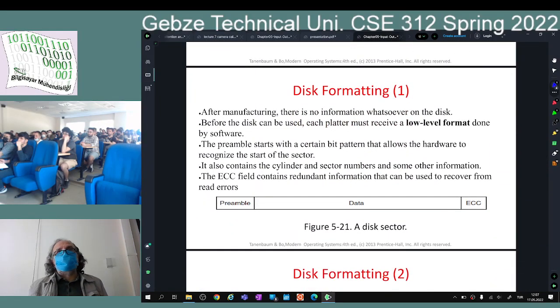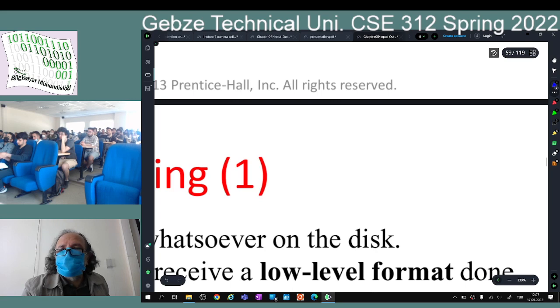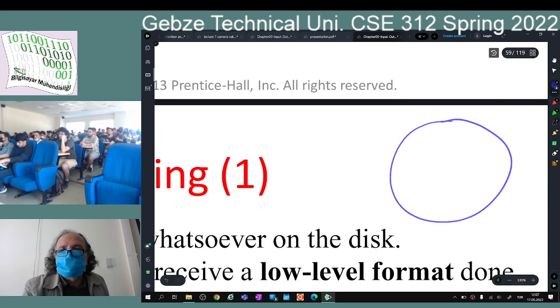Let's talk about disk formatting. Okay. Disk formatting, again, this is our disk and these are our tracks.